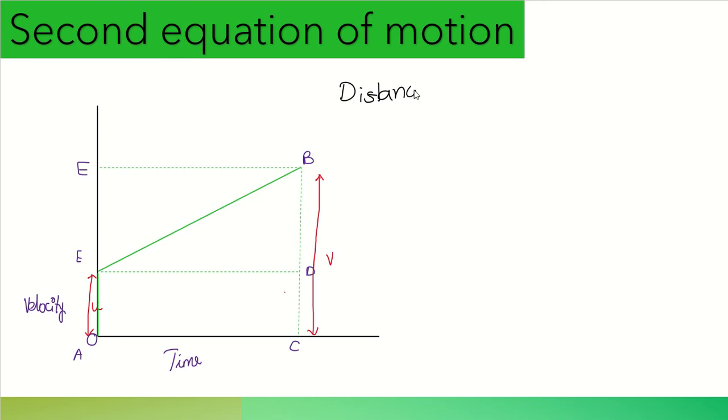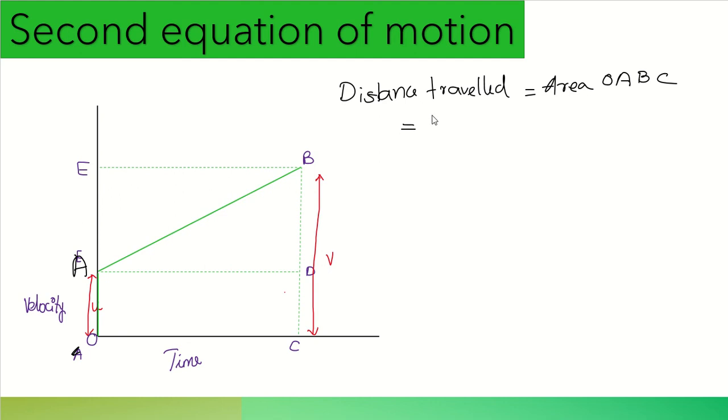What is the distance traveled by the object from the velocity-time graph? That is equal to the area under the graph, the area of O, A, B, C. Right? Here this is A. Okay, O, A, B, C. So how do we find out the area of this graph?